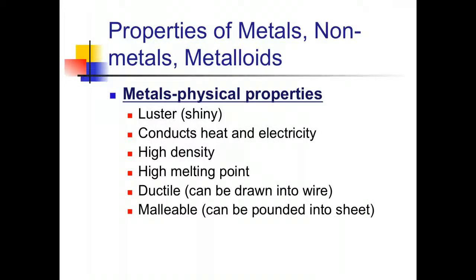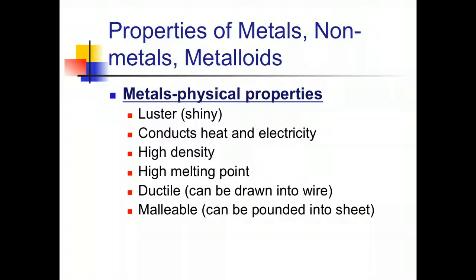The properties of metals, nonmetals, and metalloids. Those are the 3 things we're going to talk about in this part. Let's start with metals. 3/4 of the periodic table are all metals. Metals have physical properties, and remember, physical properties describe those physical characteristics, what it looks like. So all metals have luster. They're shiny. That's the fancy word for shiny.